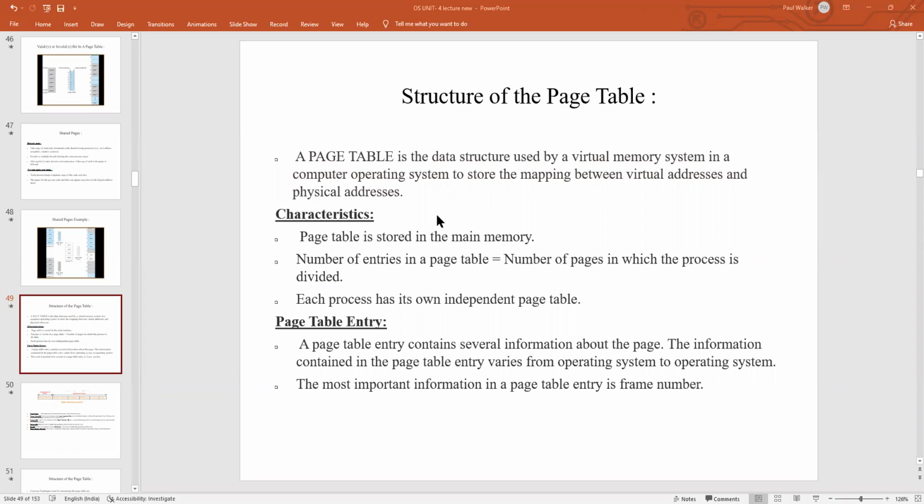So what are all the characteristics of a page table? A page table can be stored in the main memory. It cannot be stored in the secondary memory. Its size can be calculated by the total number of entries in the page table, which will always be equal to the number of pages into which the process is divided. Here, each process has its own independent page table.